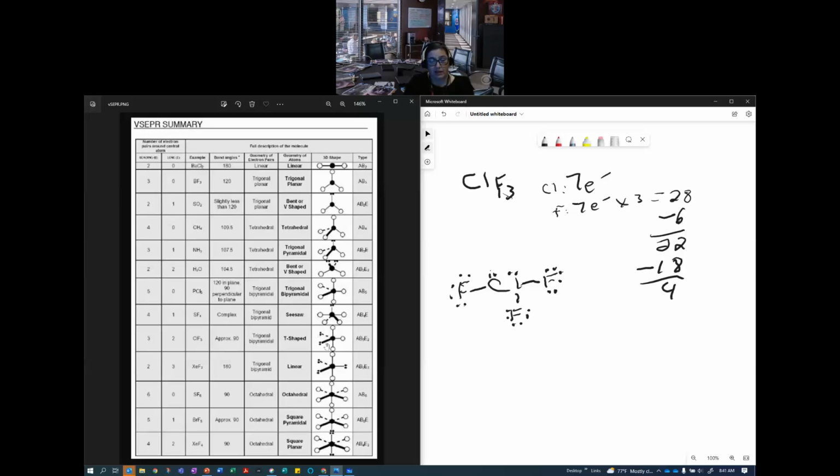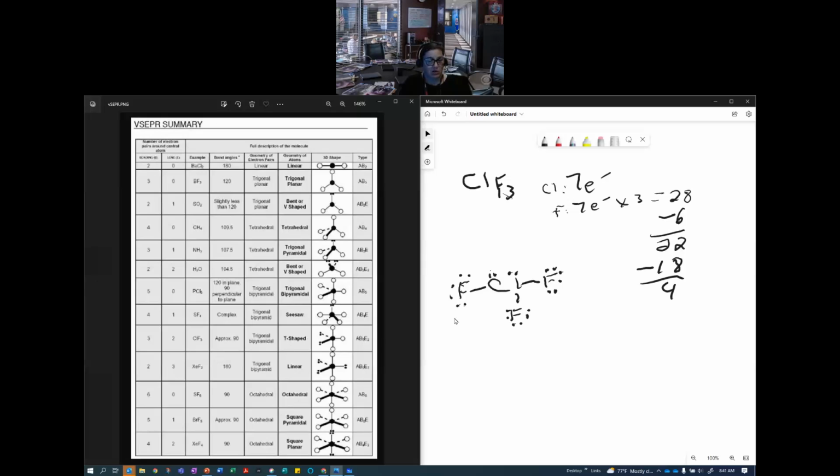That means that we have 3 in the plane, 1 above and 1 below. Now it turns out, because the non-bonding pairs take up more physical space, that we're going to have a non-bonding pair below the plane, 1 above the plane, the chlorine in the middle, and then the 3 fluorines are going to be around that in the plane. So that's what we're looking at there.